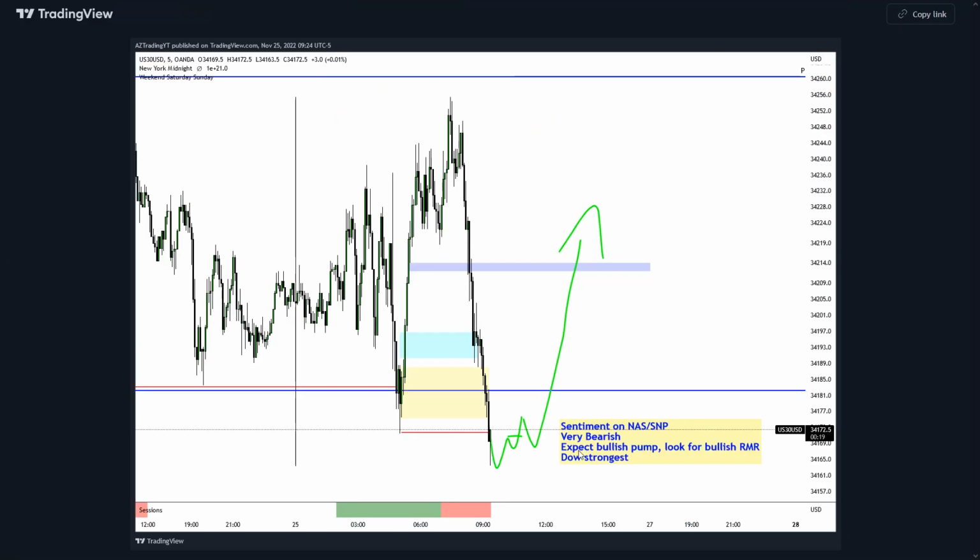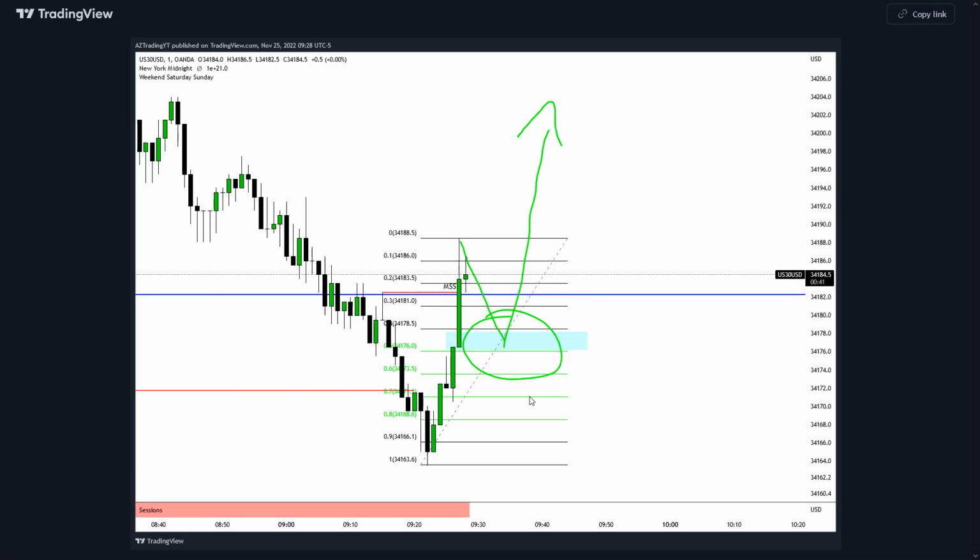In the note I said to expect a bullish pump, to look for a bullish RMR pattern, and that the Dow was currently the strongest, which means if I decided to find a bullish trade, I'd want to execute on the Dow. Here there's a very rough depiction of a bullish RMR: you have that raid, a short-term shift, and then a return before a pump. In the next screenshot, you can see that I've marked out that raid, that market structure shift, and that gap that we've got over here.